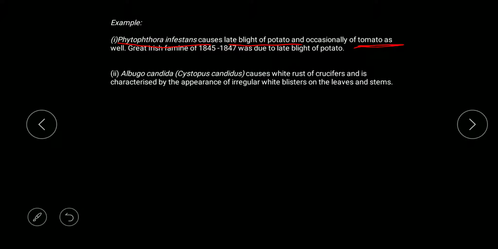Blight means development of patches, and in 1845 to 1847 there was a great Irish famine in Ireland, meaning there was a large destruction of potato, because of which it is known as late blight of potato. So the first is Phytophthora infestans, an example of Oomycetes. The second example we are going to consider is Albugo candida, another name for Cystopus candidus. Albugo candida and Cystopus candidus are an example of synonyms.